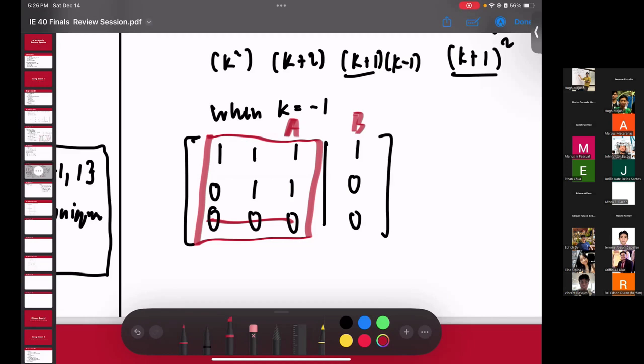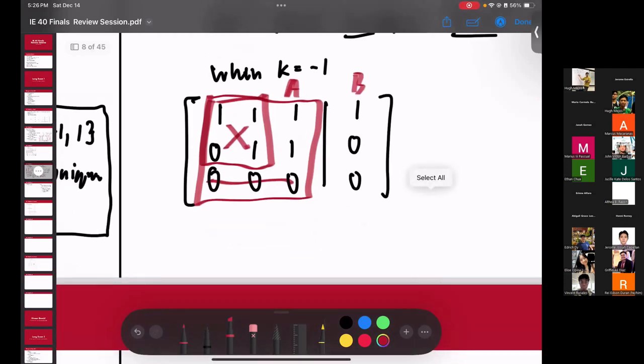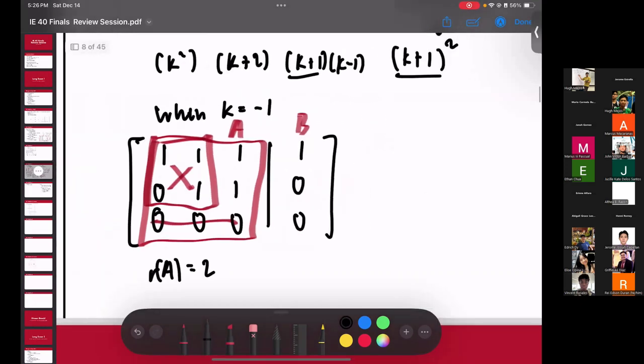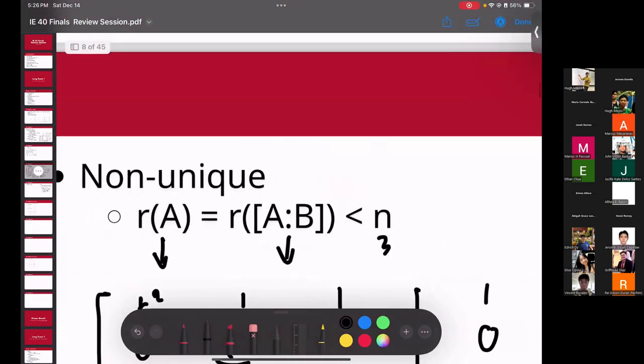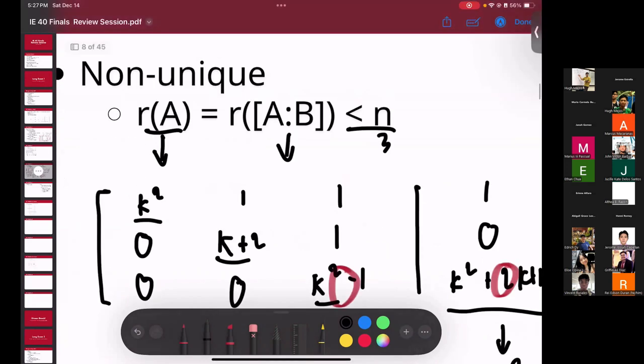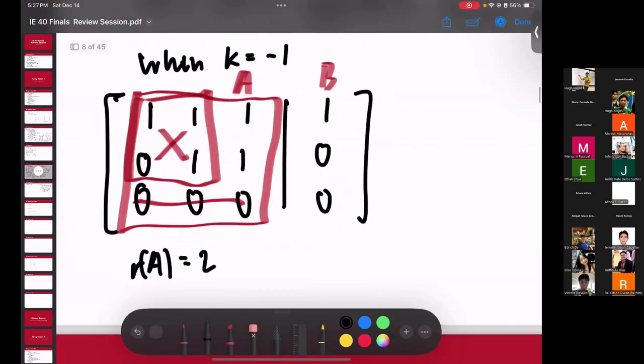If you pick a smaller submatrix, so let's say this one, and check the determinant using the diagonal method, 1 times 1, positive 1, minus 1 times 0, which is 0. So now, the determinant of this 2 by 2 submatrix is 1. So that implies that the rank of A here is 2. So we fulfilled the condition that the rank of A is less than n, less than 3. Let's check if rank A is equal to rank A augmented B.